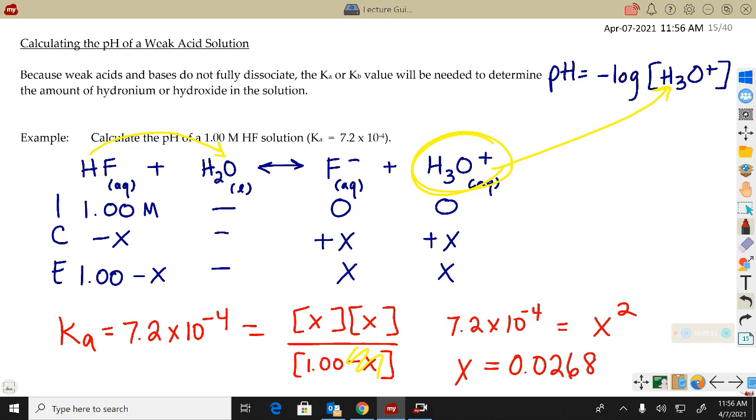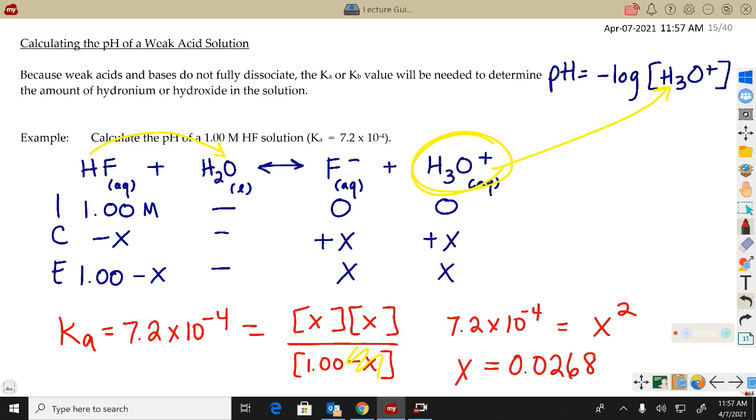And now technically, if I wanted to check the 5% rule, I would take that X value and say 1 minus X equals whatever. And then I would just make sure that that doesn't differ from the original assumption 1 by more than 5%, which, yeah, it's going to be like 0.9 something. It's going to be really, really close. And so I don't even check the 5% rule.